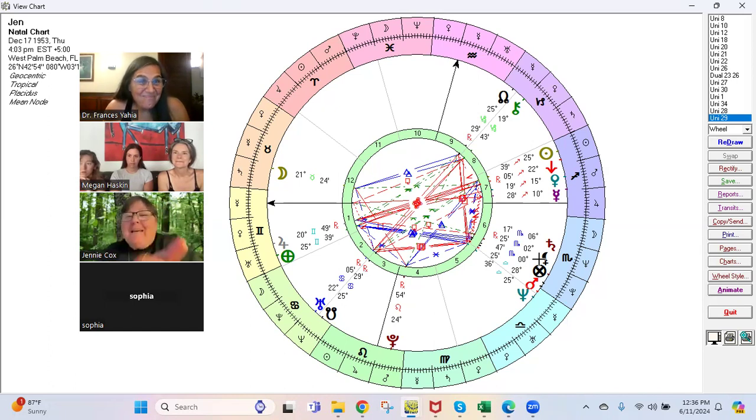I think I've lived that. Yes, okay. I do actually just kind of feel my way through. Yes, okay. And that's very Sagittarius, right?